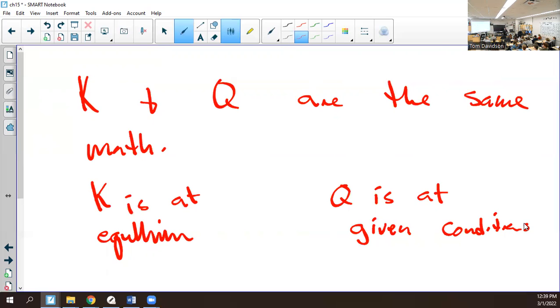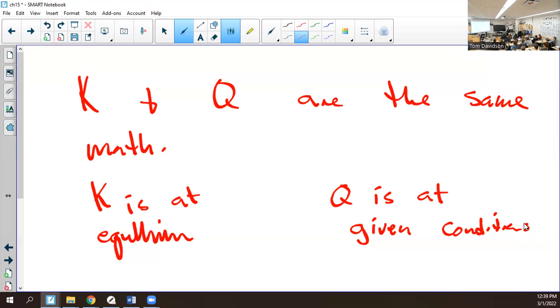It says, hey, we are at this specific point in time, and these are my concentrations. Plug them in, and that's Q. And then it will say something like the Kc is this value. And if it's not the same, chemistry has to go either forward or reverse. If it is the same, we're going to say it's at equilibrium. Okay, now let's go back to the notes, but ultimately, same math.